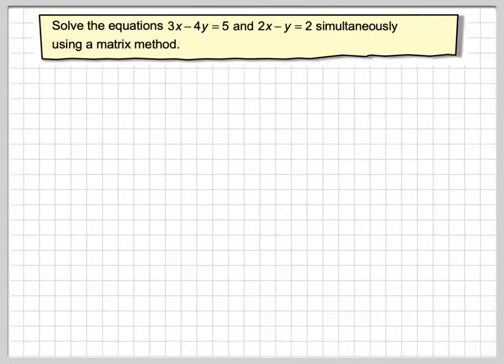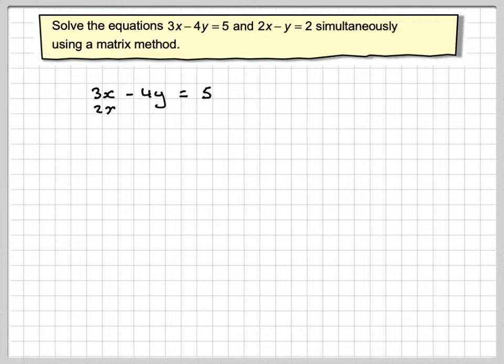Okay, in this video we're going to solve simultaneous equations using what's known as the matrix method. So solve the equations 3x minus 4y is equal to 5 and 2x minus y is equal to 2 simultaneously using the matrix method. So we are trying to find where two straight lines meet.